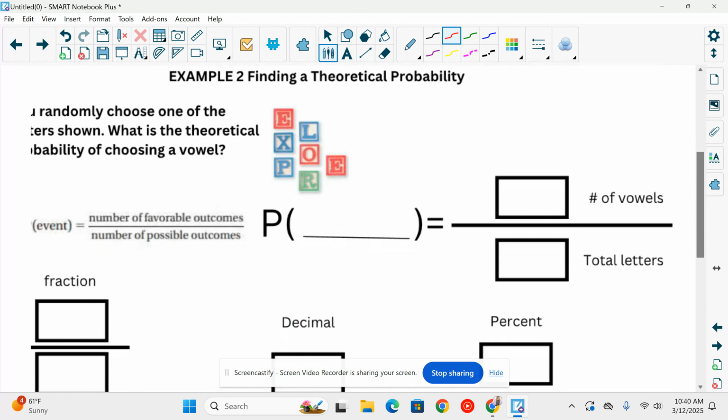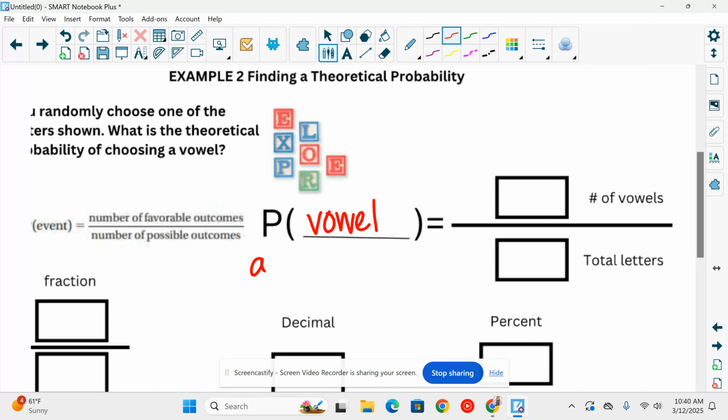So we got some letter blocks. What do those letters spell? Explore. Okay, we're going to explore theoretical probability together. They want to know, what is the theoretical probability of choosing a vowel? So let's say I put these blocks in a tub, in a bucket. What is the probability that I'm going to draw out a vowel? So what is the event in this situation? What are we looking for? Vowels. That's our event.